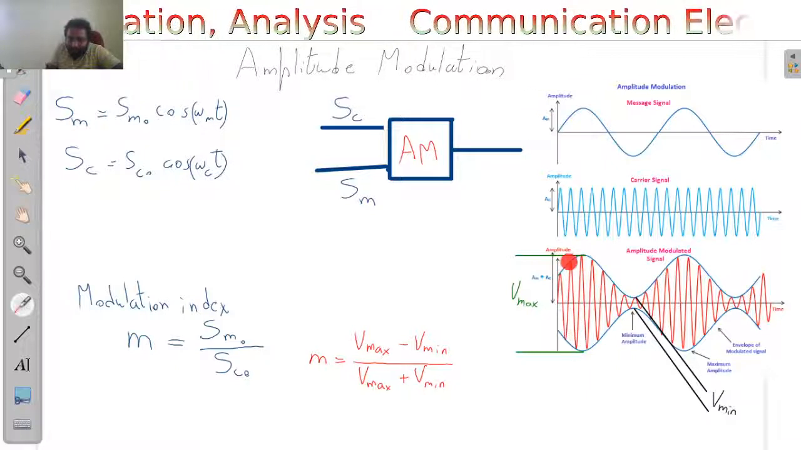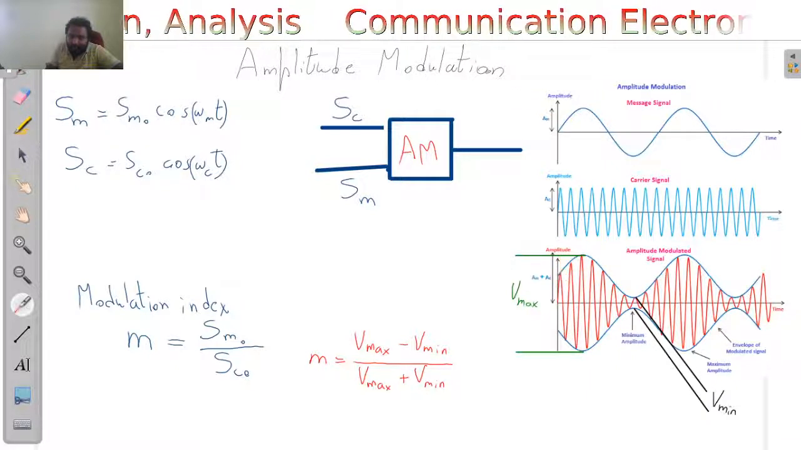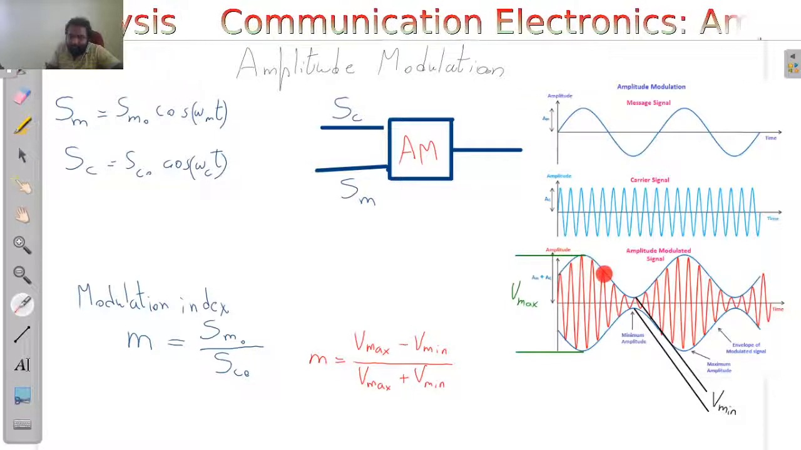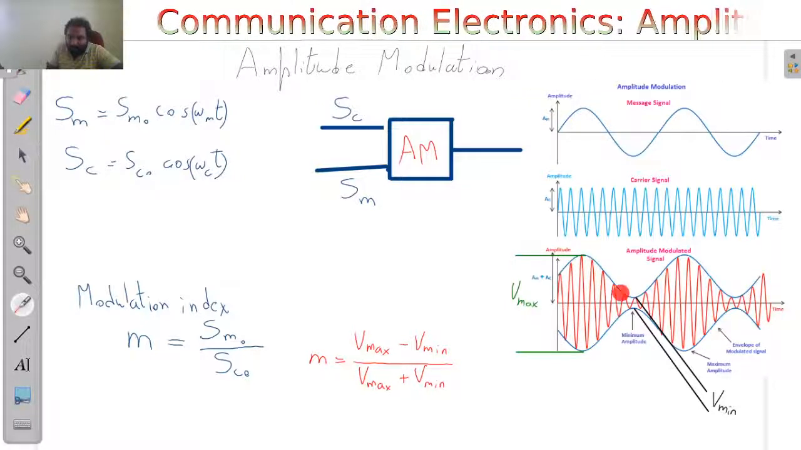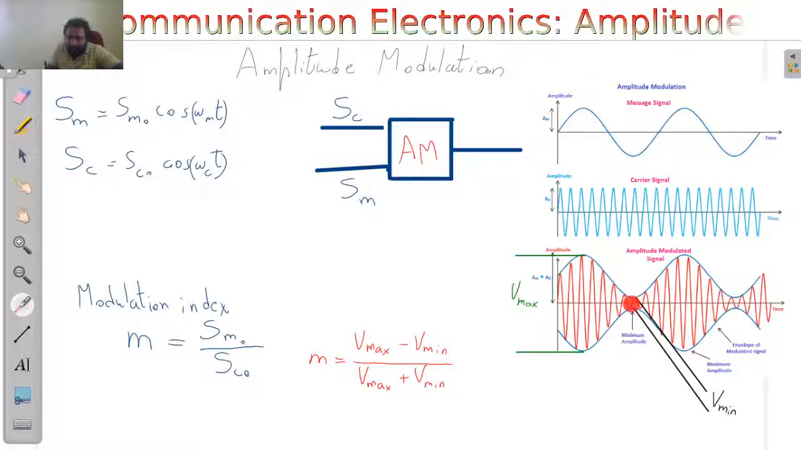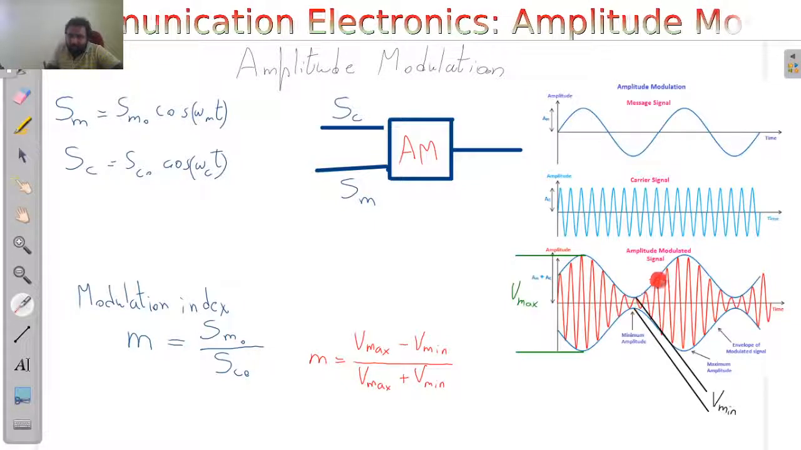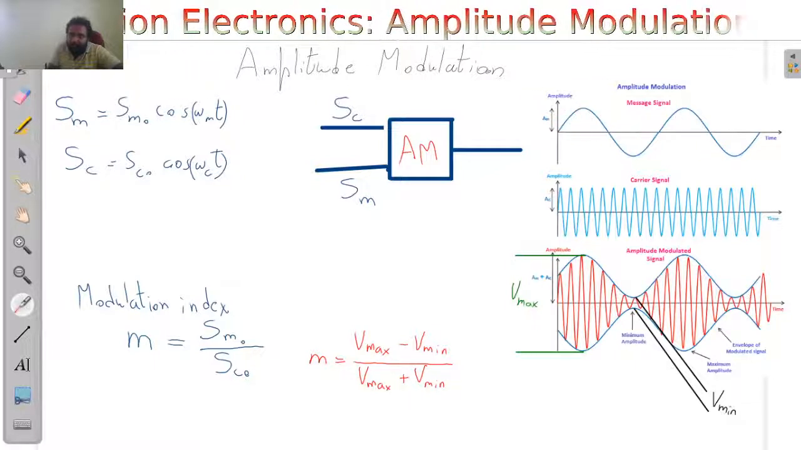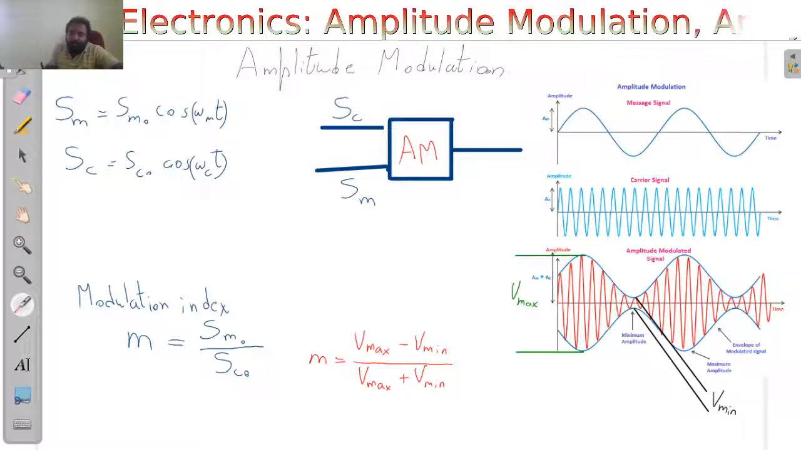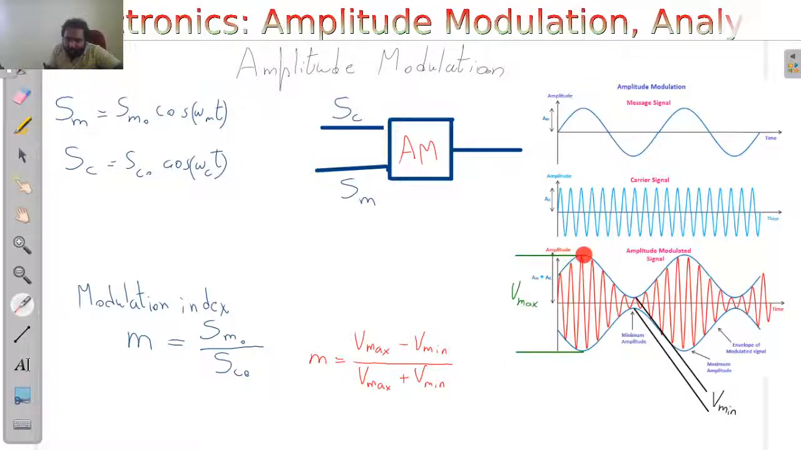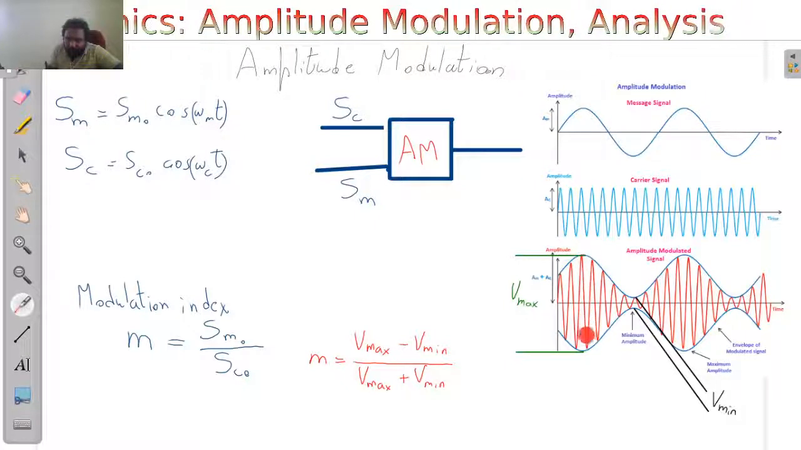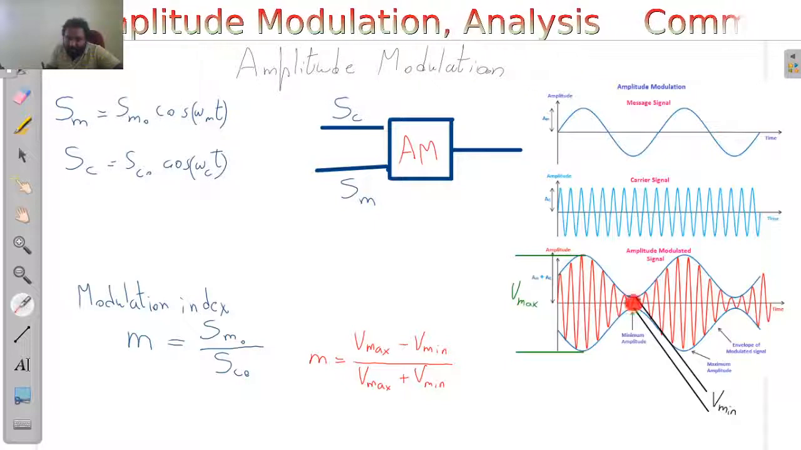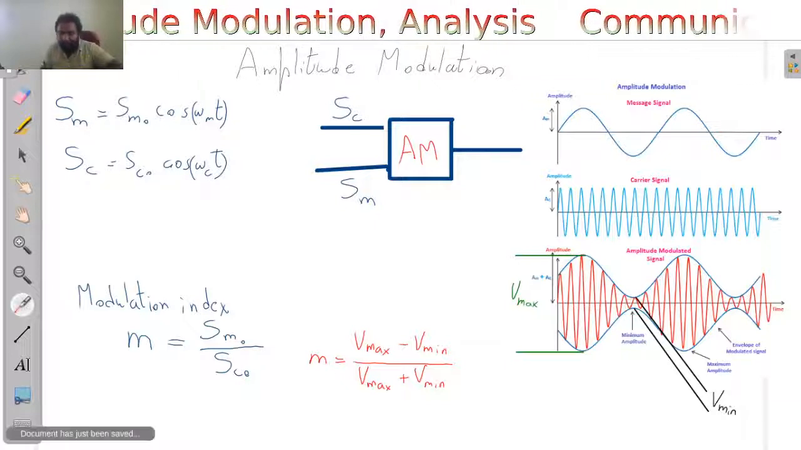Its peak amplitude is varying. The peak amplitude at each instant is varying. Here it is getting smaller and smaller, it reaches a smallest value, then it increases, just like in the fashion of your message signal, it is changing. So you can have a point where you have the maximum amplitude, which is Vmax, and a point where there is a minimum amplitude, that is your Vmin.